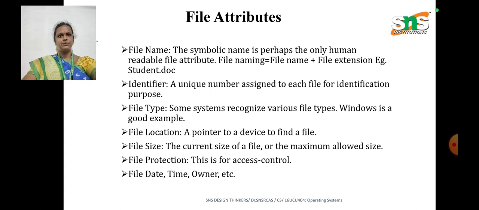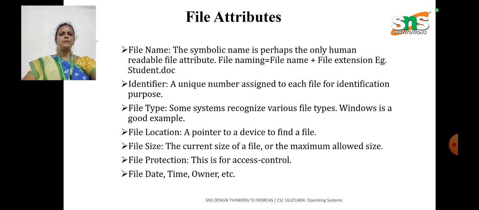File attributes. File attributes consist of file name, file type, file location, file size, file protection, and file date, time, owner. So file name is a symbolic name, and is perhaps the only human readable file attribute. File naming is equal to file name plus file extension. Example student.doc, that is a document file.